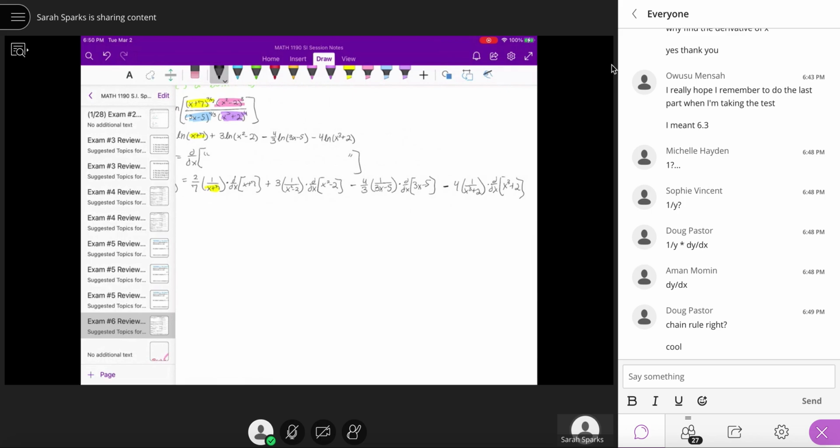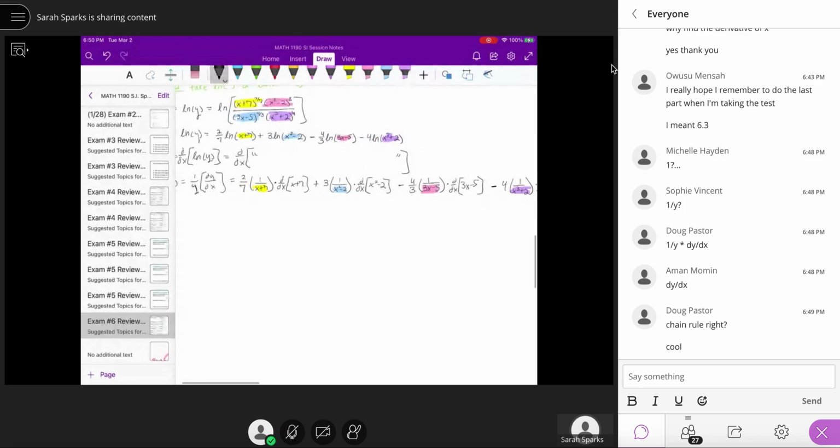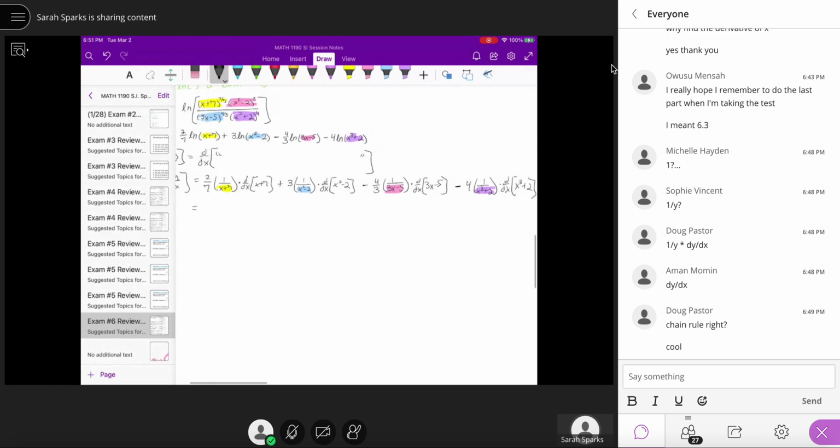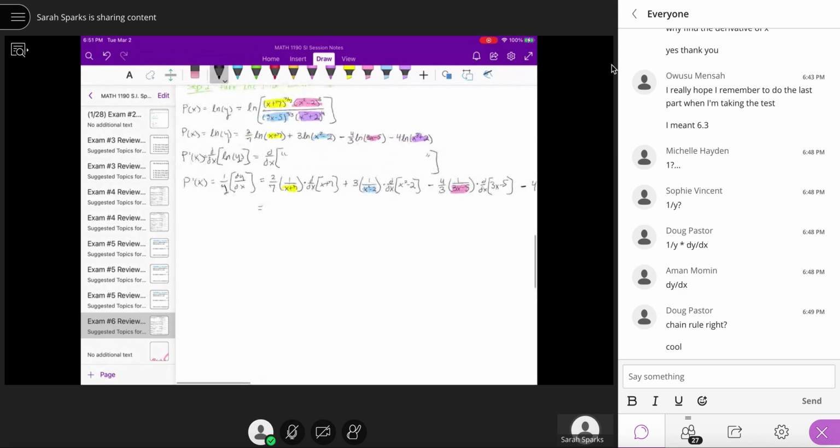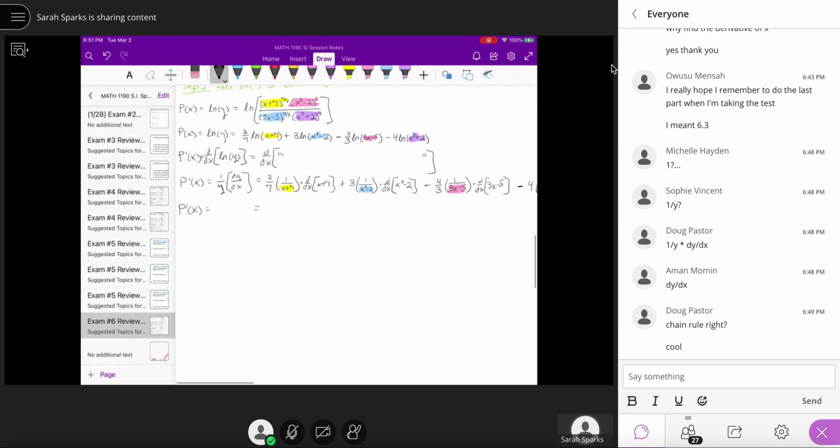And then from here, let me highlight so it might look a little nicer, just so you can see where I got these from. And so we can clean this up a little bit. And then we have to take our next 4 derivatives, our x plus 7, our x squared minus 2, 3x minus 5, and our x cubed plus 2. So we still have this p prime of x is equal to 1 over y dy dx.